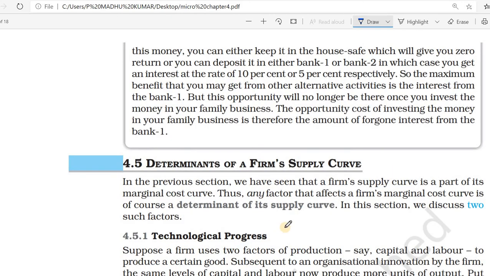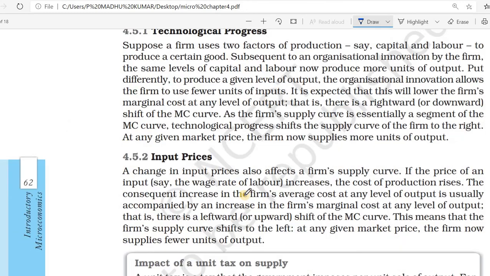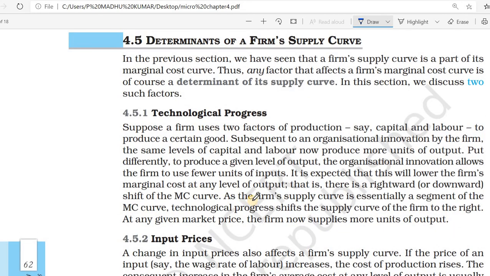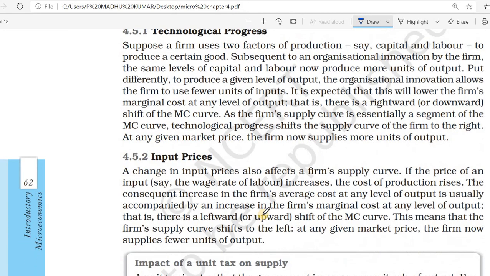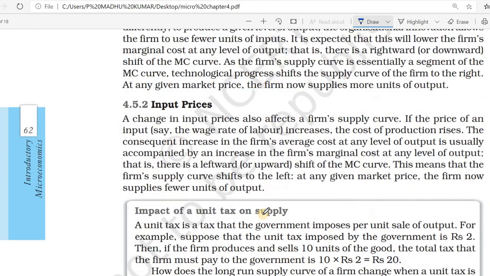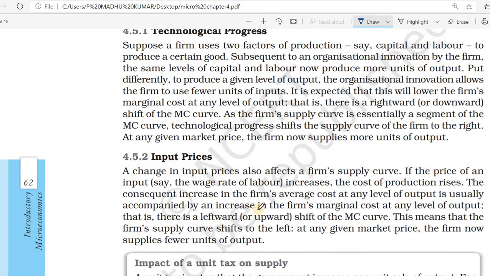Next we can study the determination of a firm's supply curve. We studied demand determinants; like that, here we need to study the determinants of the supply curve. Two determinants are there: the first one is technological progress, and the second one is input prices.